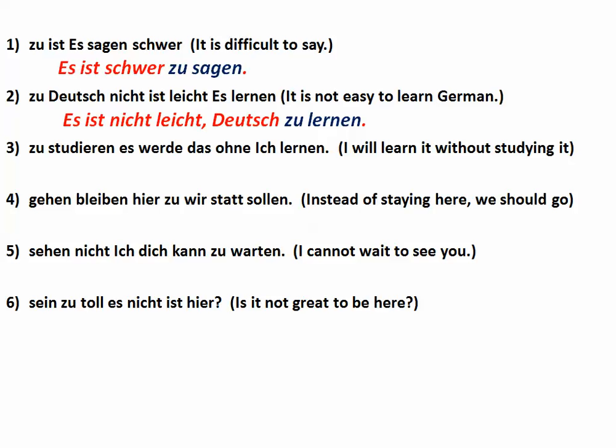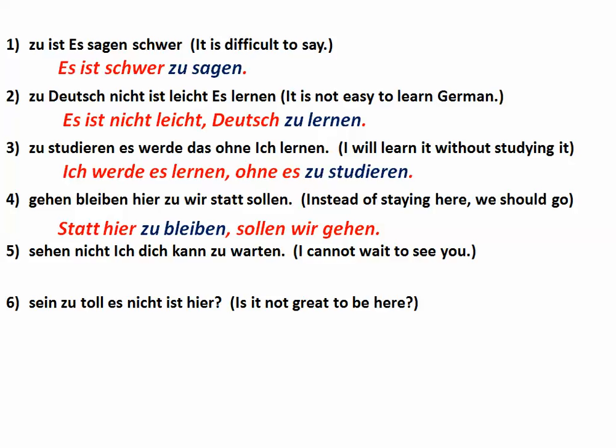Number 3, Nummer 3, I will learn it without studying it. Ich werde es lernen, ohne es zu studieren. So we're going to talk about without used with infinitive phrases a little bit more in just a minute, but basically you can use them also, and when you use without, you're going to set it off with a comma in written German. Instead of staying here, we should go. Statt hier zu bleiben, sollen wir gehen. One thing to note here is that we're using the infinitive phrase in the opening clause, so the clause that immediately follows will start with the verb, so therefore sollen wir instead of wir sollen.